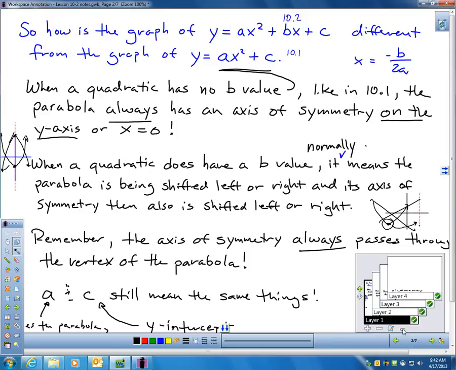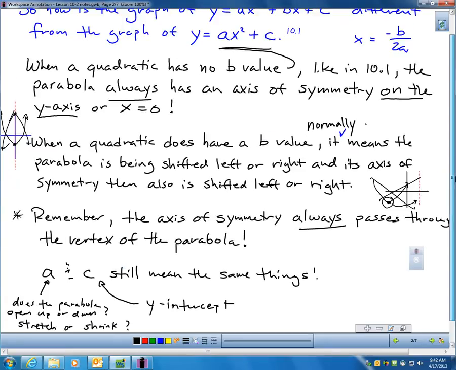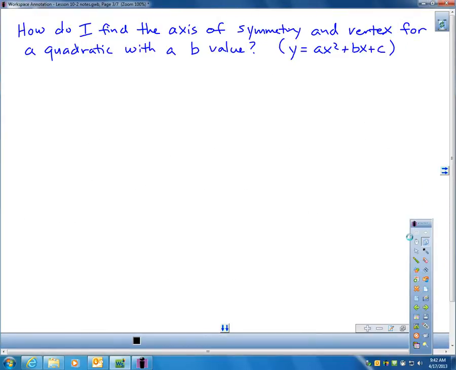And finally, in relation to our last section and our last video, A and C still tell us the same things. A will tell us if the parabola opens up or down, is it stretched or is it shrunk. C is still where the parabola will cross or touch the y-axis. Now, when there's no B value, the parabola always touches the y-axis at the vertex. When there is a B value, the parabola will still intersect the y-axis, but no longer at the vertex, just at another point, okay?